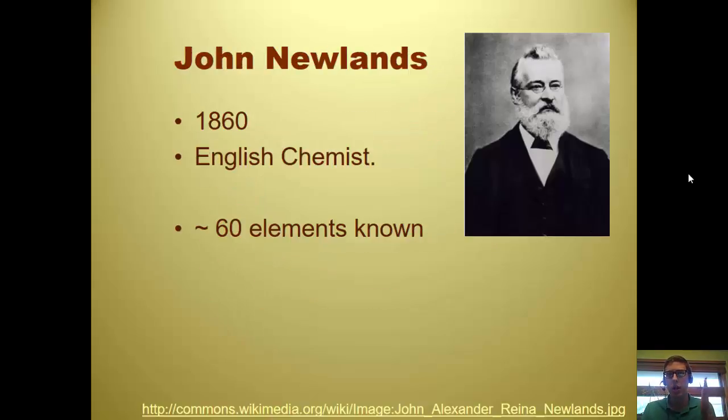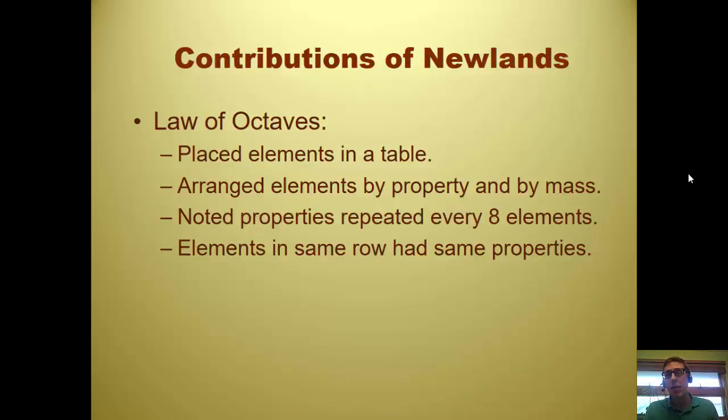Let's talk about our boy John Newlands. In 1860, America's fighting the Civil War, but there's an English chemist who knows about 60 elements, and he wanted to organize them. He thought it was a good idea. He came up with the law of octaves. In the law of octaves, he placed the elements in a table. He arranged the elements by property and by mass, and noted that the properties repeated every 8 elements, roughly. Elements in the same row had the same properties. That's how we set it up.